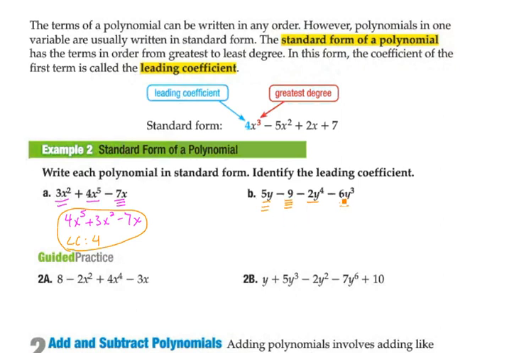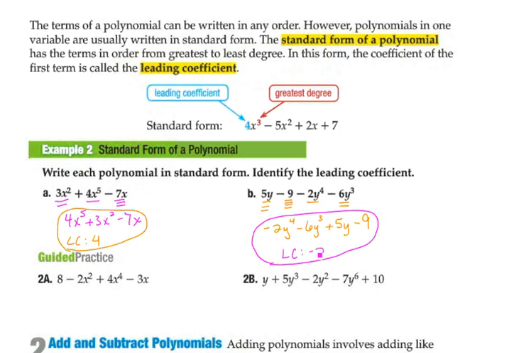So that negative is attached. Whoops, I'm sorry, this negative is attached. So negative 2y to the 4th minus 6y to the 3rd. This is a positive 5y, and we are subtracting a 9. Okay, what is my leading coefficient? It is the constant out front. So I'm going to say my leading coefficient is -2.